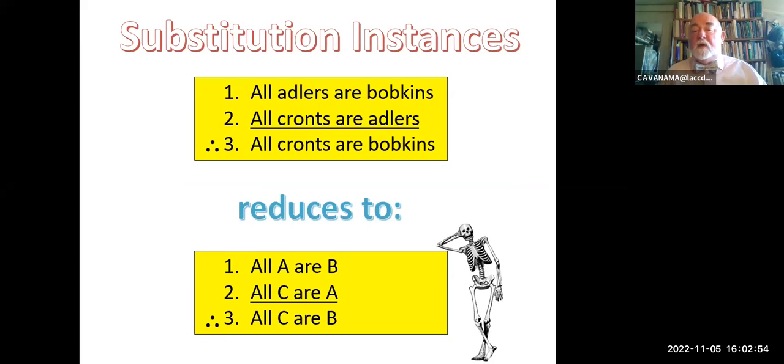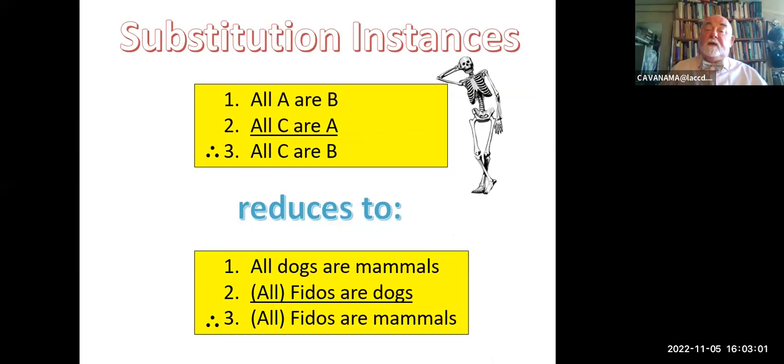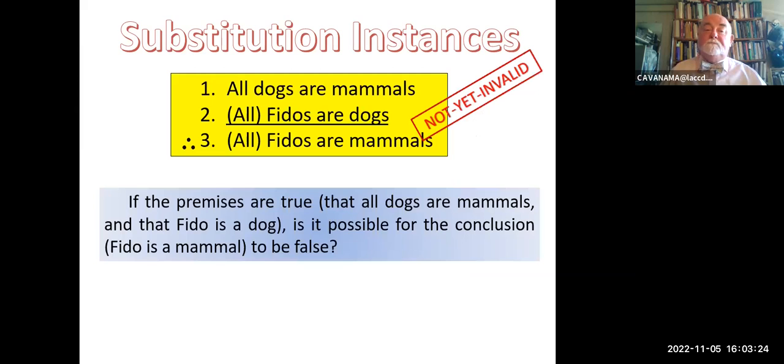Okay, back to our reduction and substitution instance. We're going from content to clear form, and now we're going to go from that clear form and turn to content. We're going to substitute some other content: dogs and cats. So, all A are B, all C are A, therefore all C are B. We can reduce to any variety of substantive. Let's just use this one. All dogs are mammals, all A are B. All creatures named Fido are dogs, all C are A. And all Fidos are mammals, all C are B.